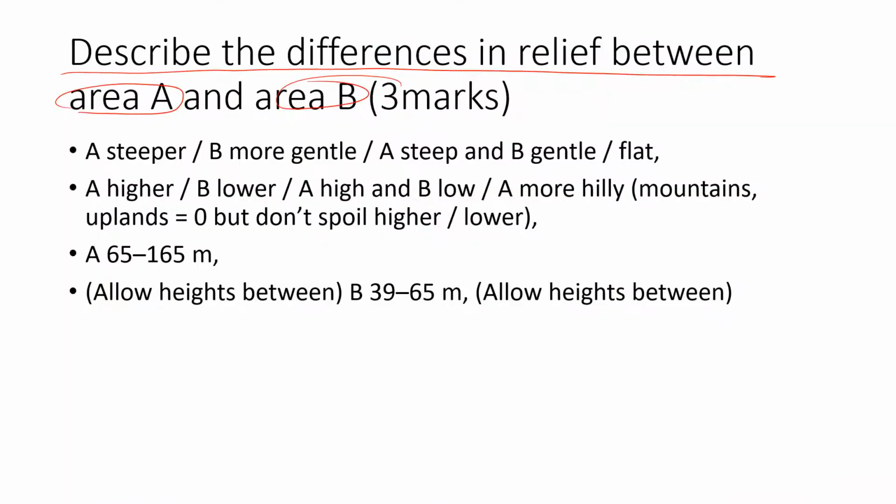Now let's see what the mark scheme gave us. A is steeper while B is more gentle. A is a higher land while B is a lower land. So we've gotten 2 marks there. Then A is around 65 to 165 meters. So our range, we fall within this range. We mentioned 150 to 160. So we've gotten our 3 marks. It's as simple as that.